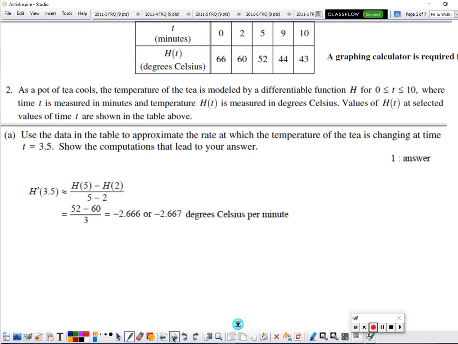Use data in the table to approximate the rate at which the temperature of the tea is changing at time 3.5. So approximating a rate means I'm finding an average rate of change or a secant slope. So you need to have either this written on your paper, or you could have just written the numbers themselves. So you could write 52, subtract 60, divided by 5 minus 2. That would also be fine.